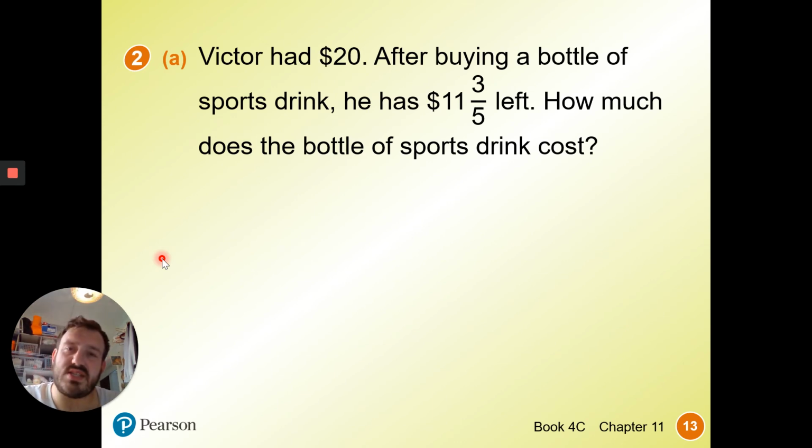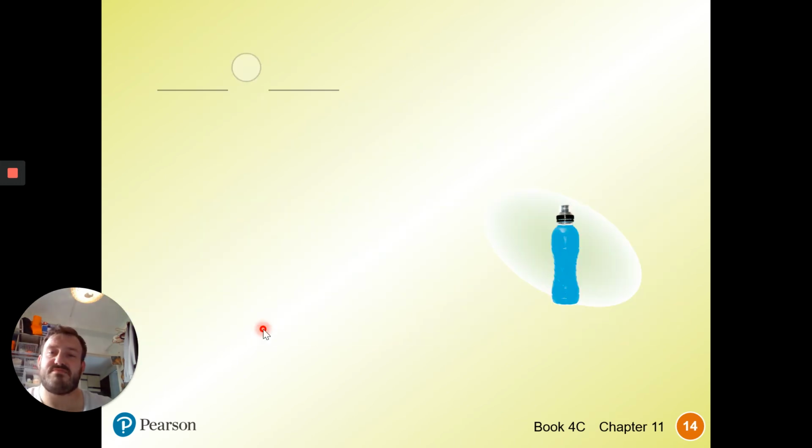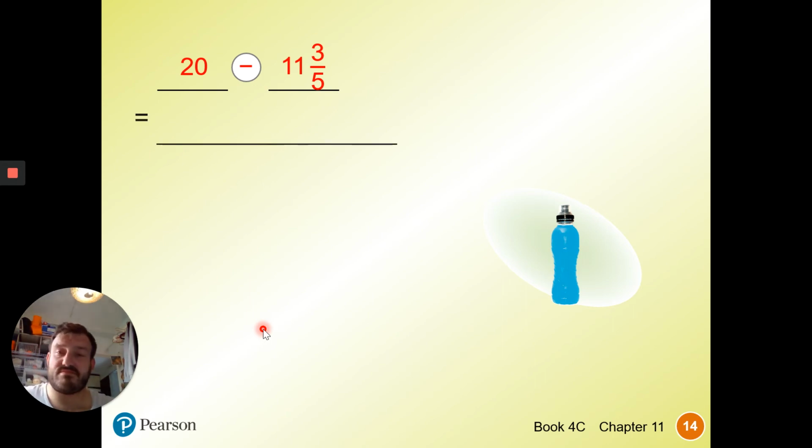Victor had $20 after buying a bottle of sports drink. He has $11 and 3/5 left. How much does the sports drink cost? So we've got this total amount of $20. Here's how much he spent. Here's how much he has left. We're going to do 20 minus 11 and 3 over 5.